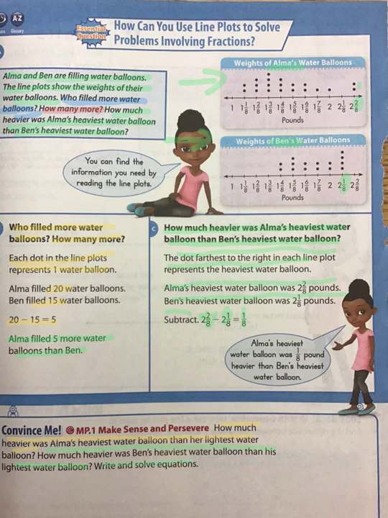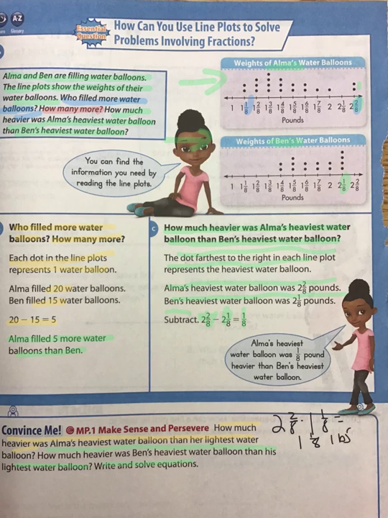Solve and write equations. All right, I'm going to do Elma's first. So her heaviest balloon, we know, was 2 2/8. And her lightest, it looks like 1 1/8. So I'm going to do 2 2/8 minus 1 1/8. I can just subtract those. I would end up with 1 1/8. And I'm going to put pounds, because that is the label, LBS.